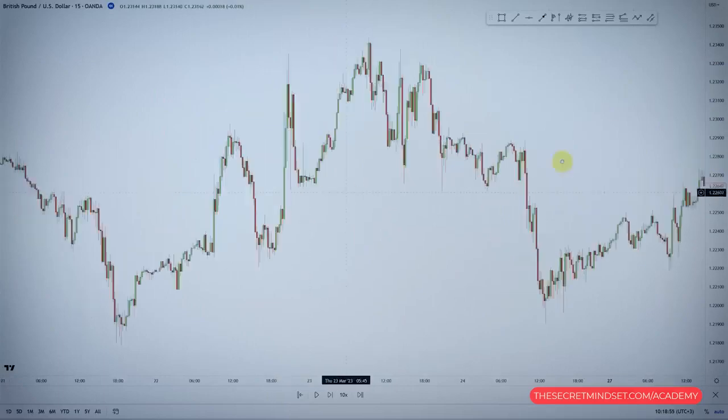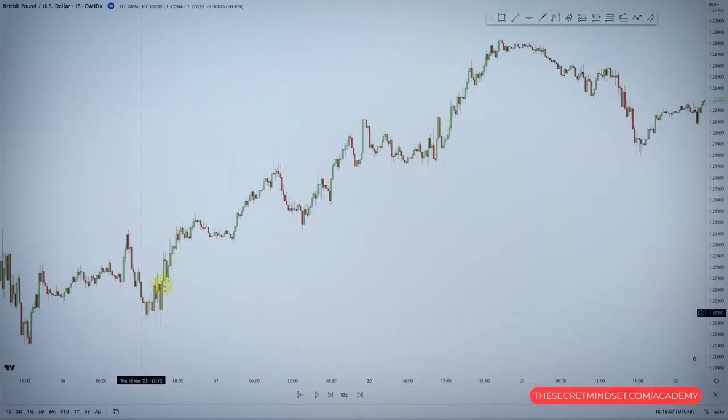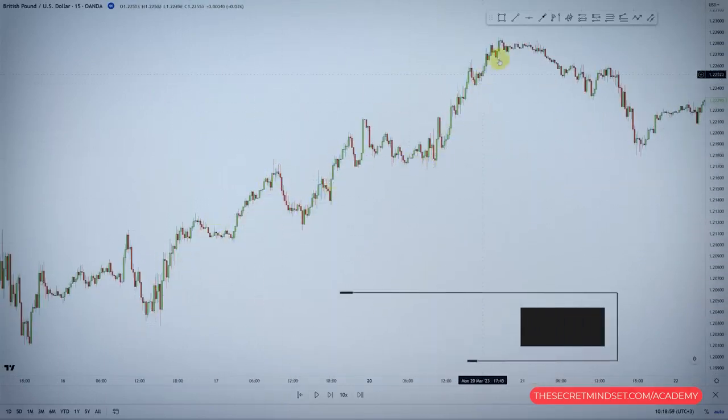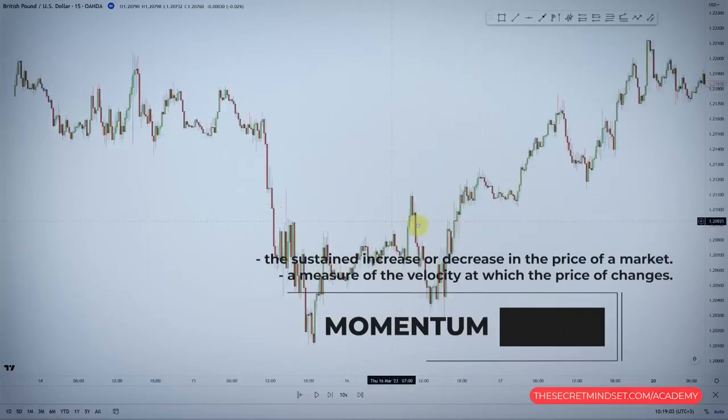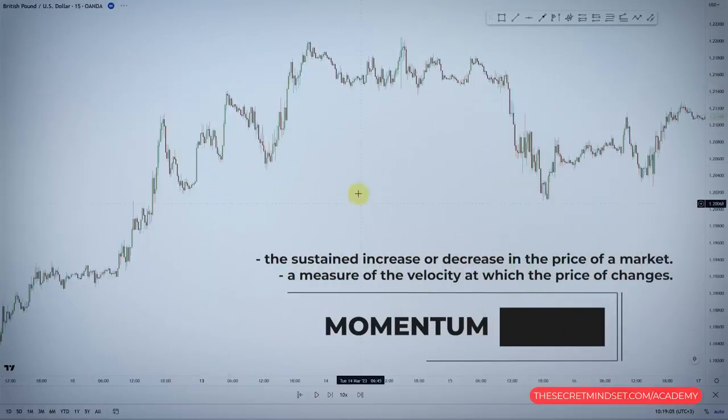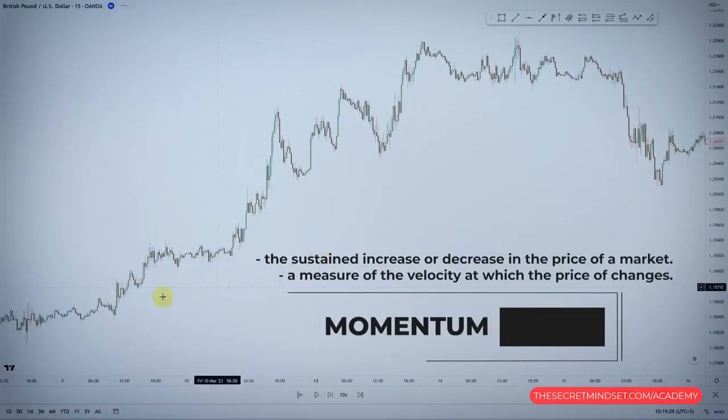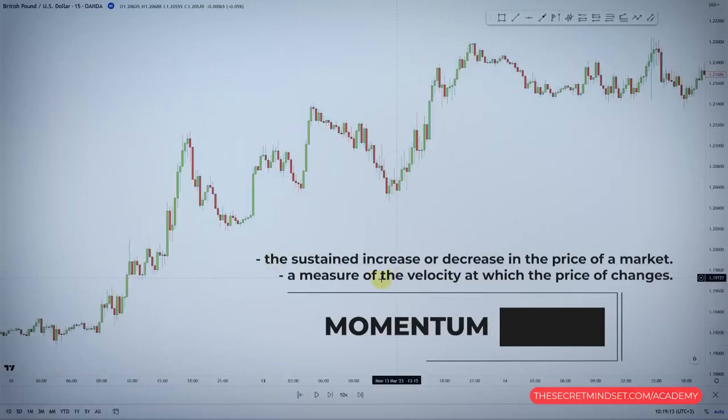In day trading, you need to have momentum on your side. Momentum refers to the sustained increase or decrease in the price of a market. It's a measure of the velocity at which the price changes, and momentum analysis is one of the most important skills a day trader can learn.